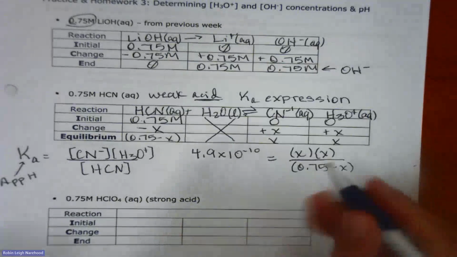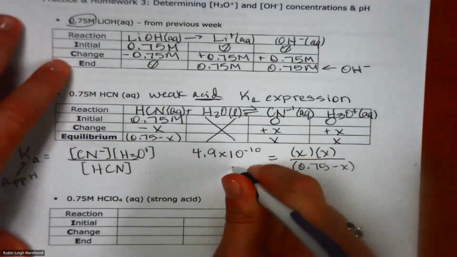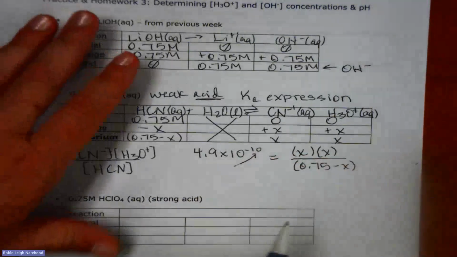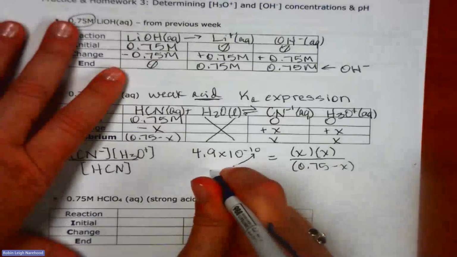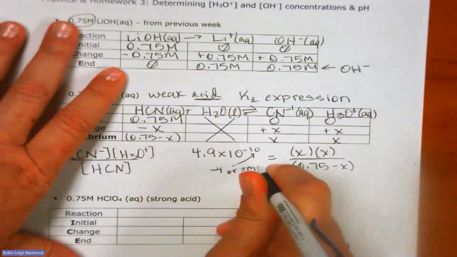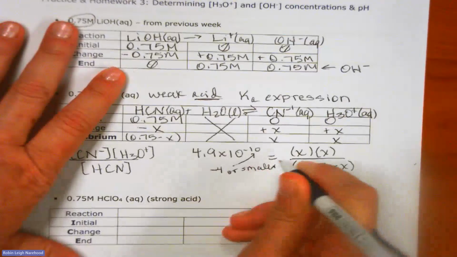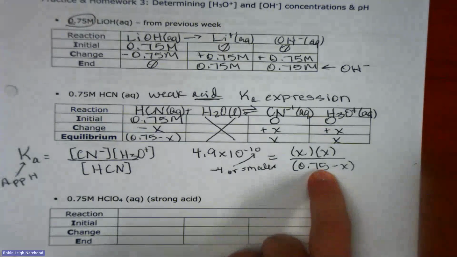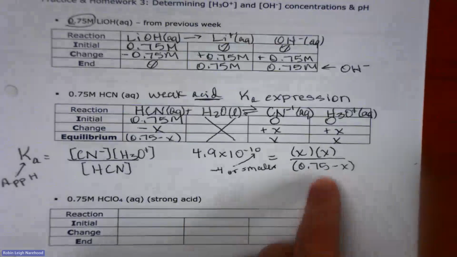If your constant is what? Small. How small? 10 to the -4 or smaller. Is 10 to the -10 smaller than 10 to the -4? Yes. Then you can ignore what part of the change? You can only ignore the minus or plus X from any initial concentration. And so that would be this one.